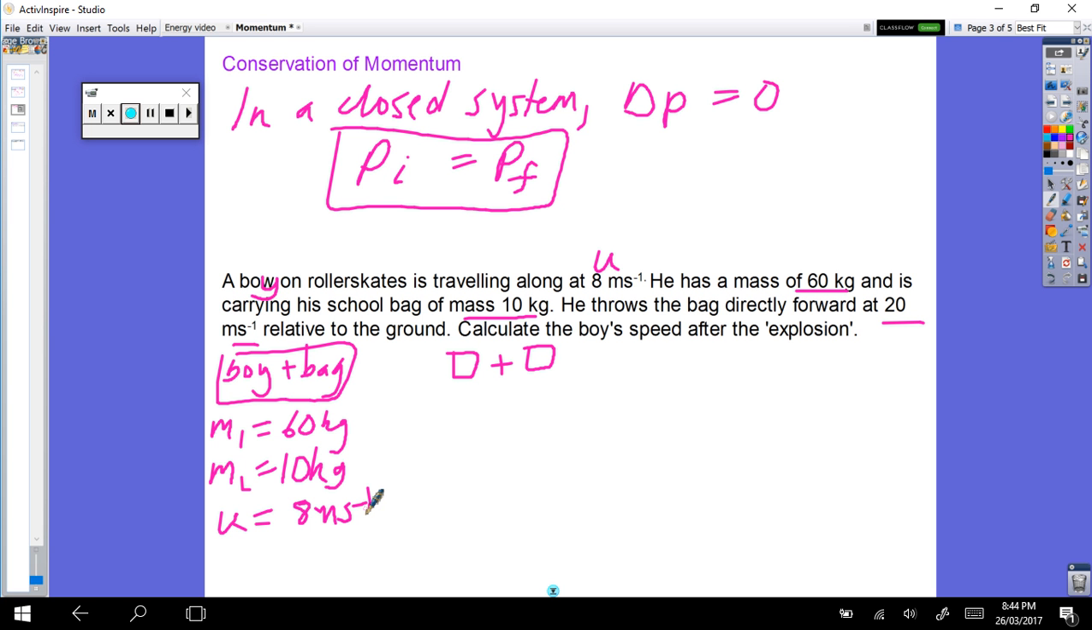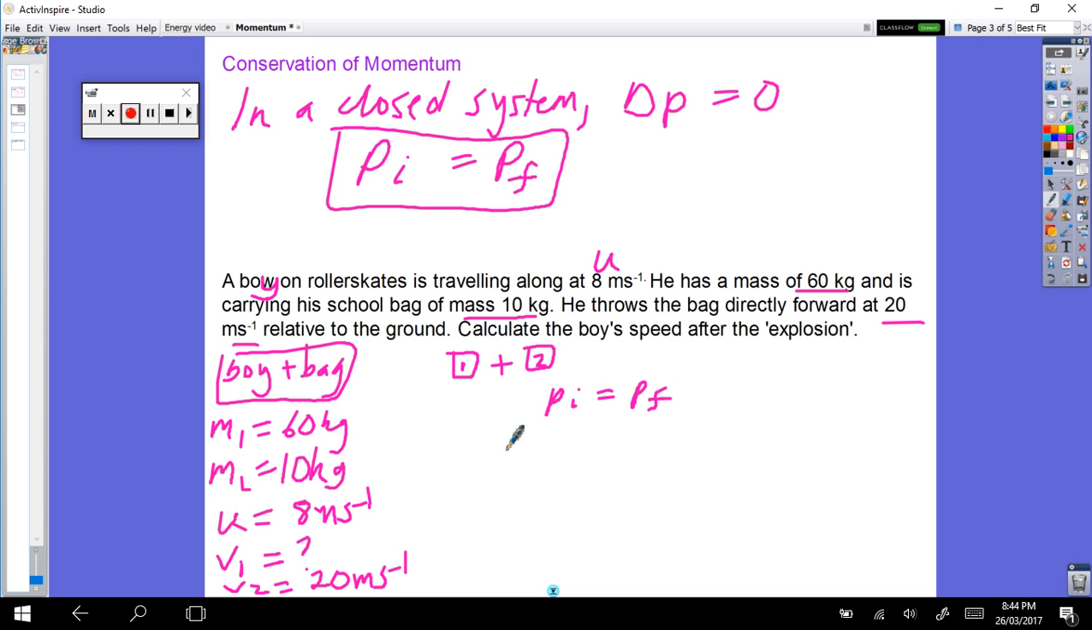Now, V1. We've called M1 the boy, so we need to be consistent. So V1 is going to be the boy's velocity, which we don't know. We want to work that out. And V2 is when he throws the bag directly forwards, so that's 20 meters per second. It's really important to be consistent. We've got item number 1 here and item number 2 over there. So we know that P initial equals P final.